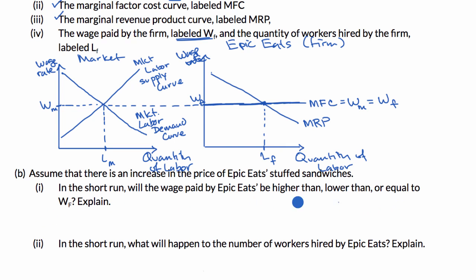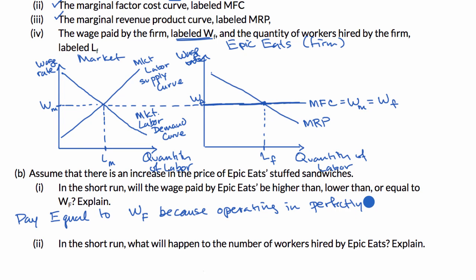So we could say it is going to be equal to, so pay equal to WF because operating in a perfectly competitive labor market. In the short run, what will happen to the number of workers hired by Epic Eats?